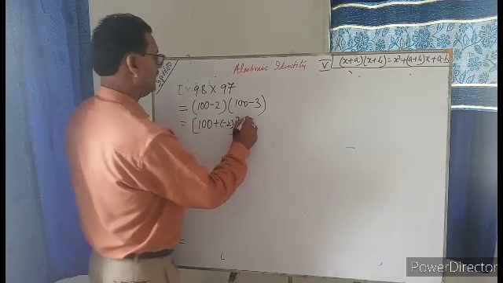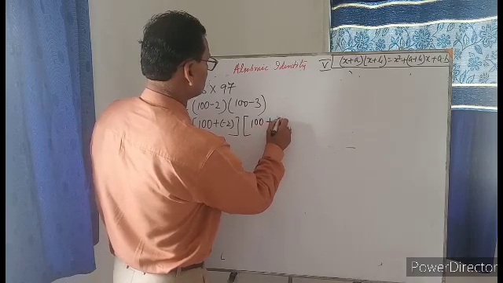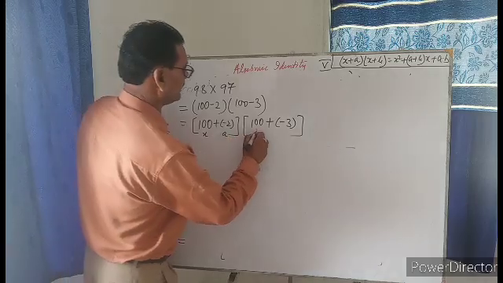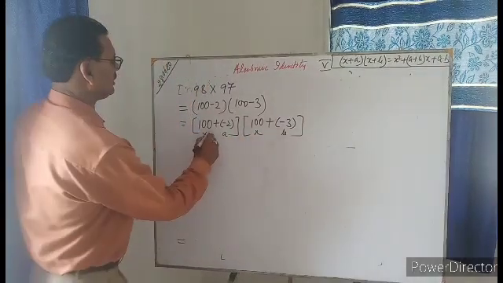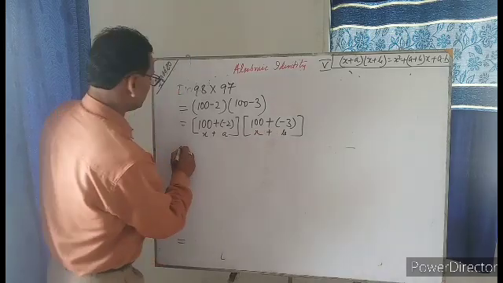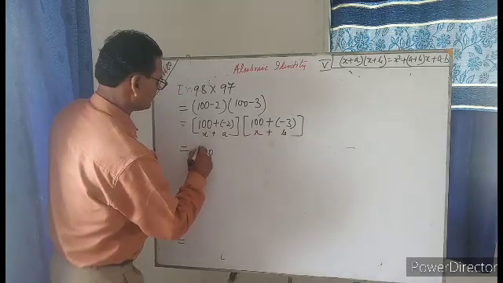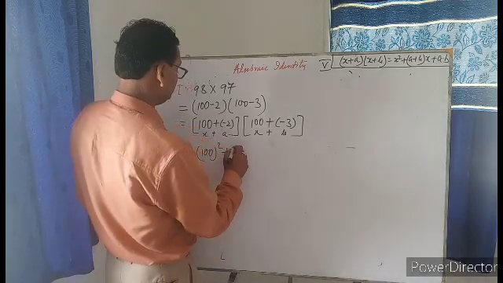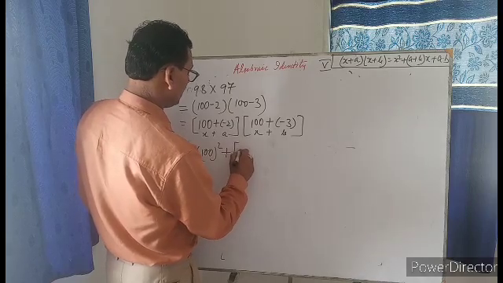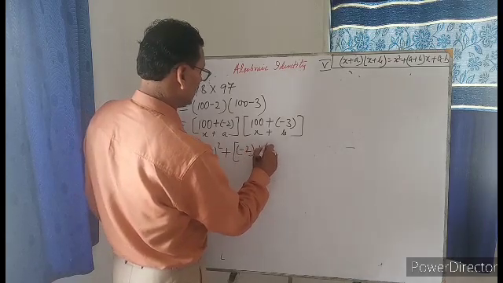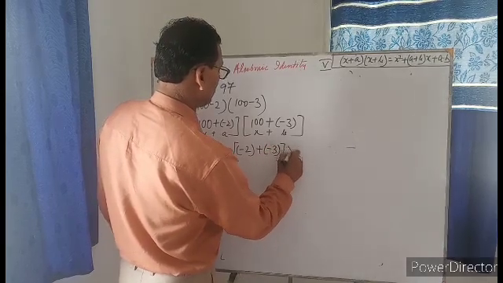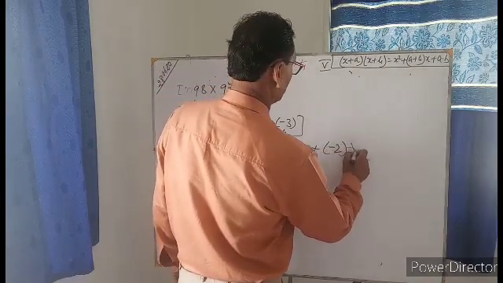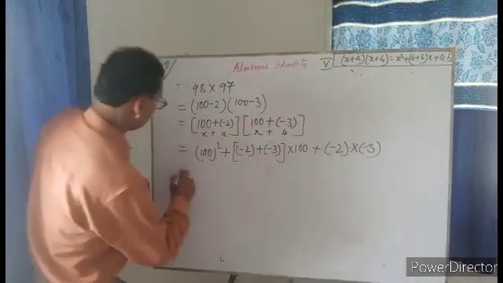We will put it in one bracket. Again 100 plus minus 3 we will put in another bracket. Now it is x, it is a, it is x, it is b. Now you have got x plus a into x plus b, and so it will give you x square, that is 100 square, plus a plus b, that is minus 2 plus minus 3, into 100, plus a into b, that is minus 2 into minus 3, and this will give you 10,000.